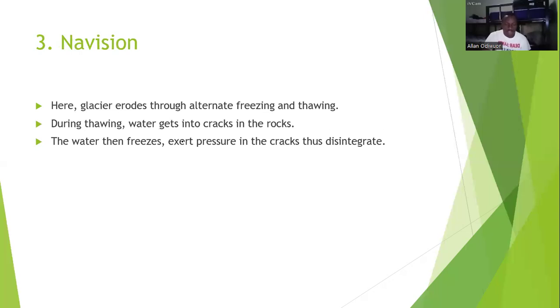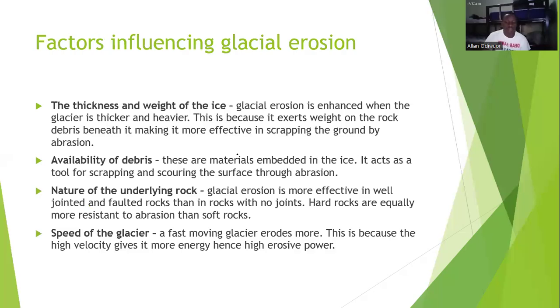Now, nivation. Here, glacier erodes through alternate freezing and thawing. During the thawing, water gets into cracks of the rocks. Now the water freezes and exerts pressure in the cracks, thus the rock disintegrates.